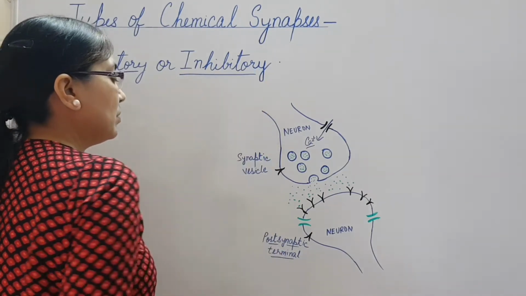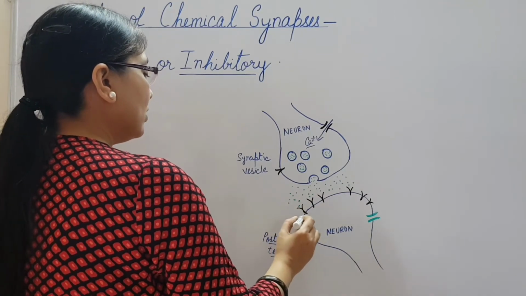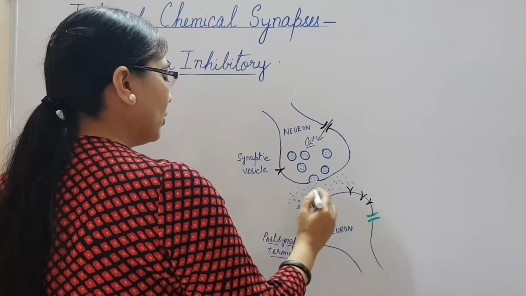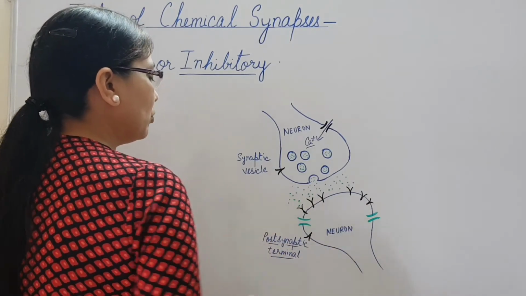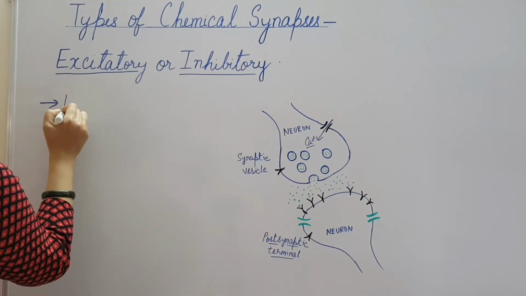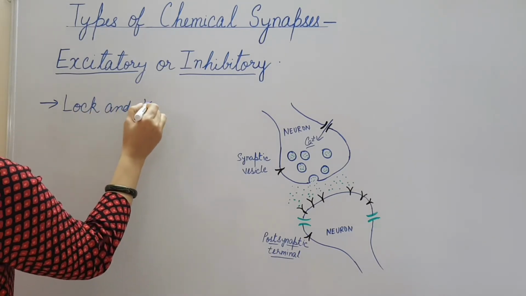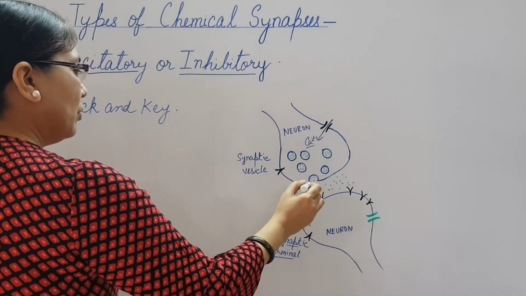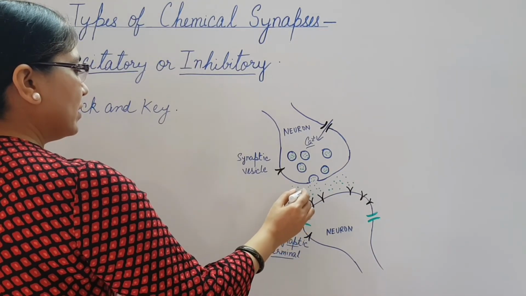And when the neurotransmitters bind to the inhibitory receptor present on the postsynaptic neuron, it causes the opening of ion channels, which causes the hyperpolarization of the plasma membrane of the postsynaptic neuron. And this inhibits the generation of action potential in the postsynaptic neuron. Neurotransmitters bind to their specific receptor by a lock and key mechanism. That means these neurotransmitters bind to their specific receptor, like a lock has its specific key.